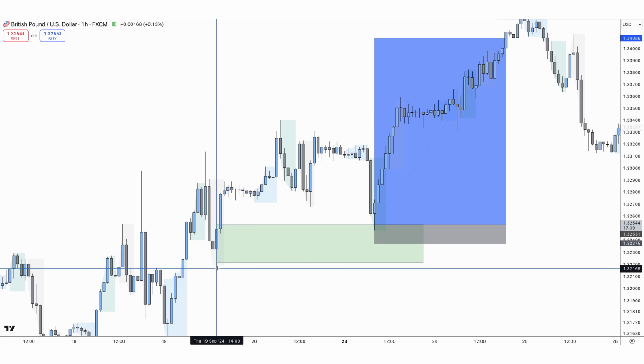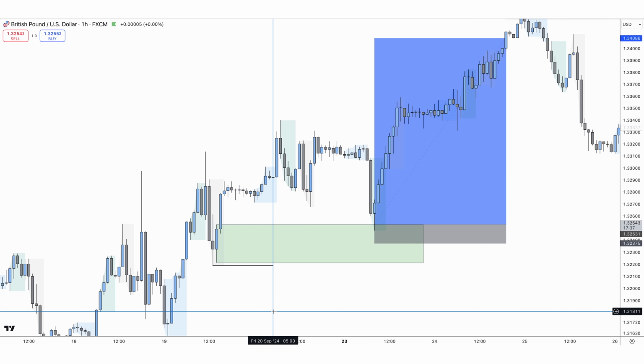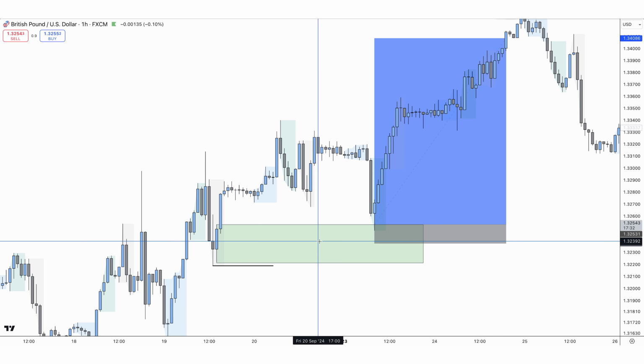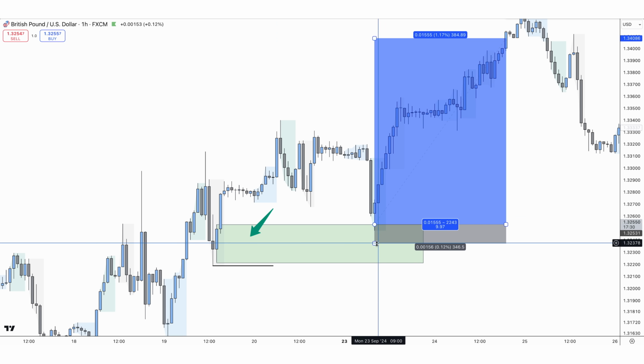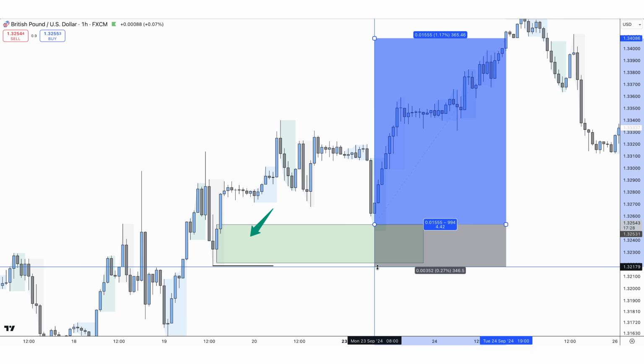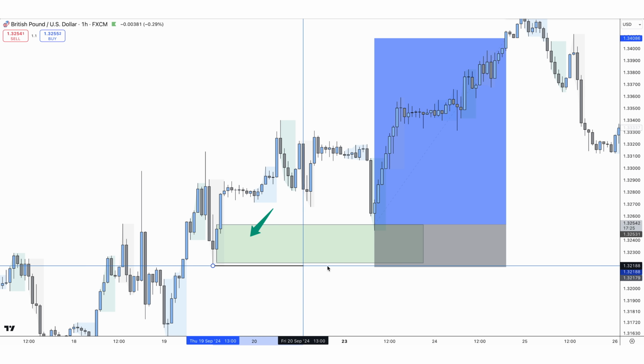All we want to do is consider where the swing low or swing high is when we're getting into a trade. So if we have this demand zone here that we're looking to buy from, our stop loss is going to be just underneath the swing low. So we would have our stop loss just there.